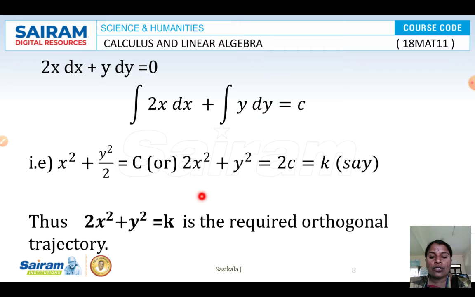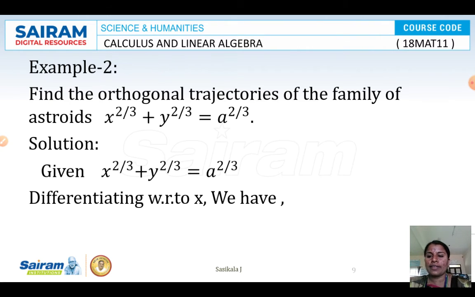Therefore, the orthogonal trajectories of the required family is nothing but that, an ellipse curve, right? So 2x square plus y square equal to k. So we'll see one more example.